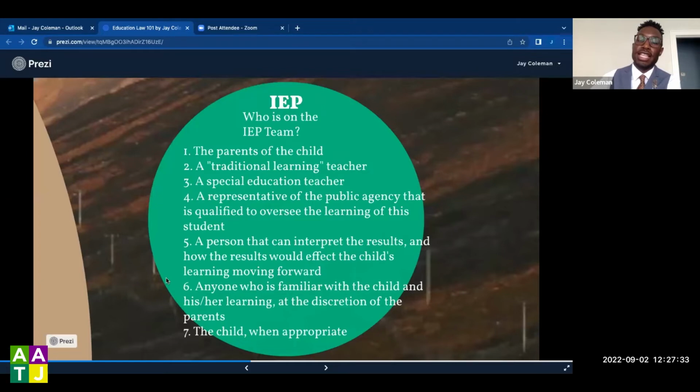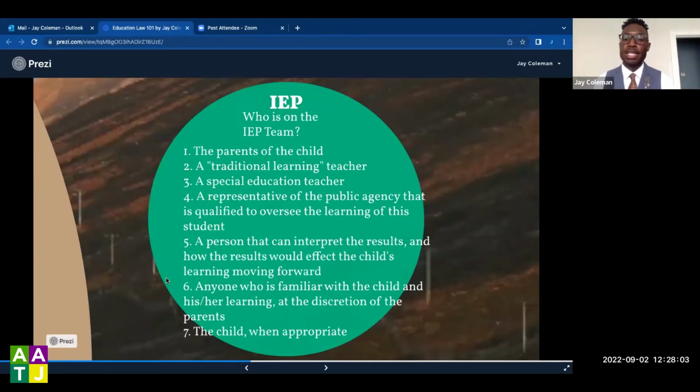And then if you see that the plan is not working, once you've given it a chance, then you come back and say, well, this isn't working. So the parents will be there, a traditional learning teacher. Now the law says a normal teacher, but I kind of thought that would be offensive to people because just because you have a disability doesn't mean that you're not normal. So a traditional learning teacher will be there. A special education teacher, more than likely who would be one of your child's teachers once the plan is drafted.